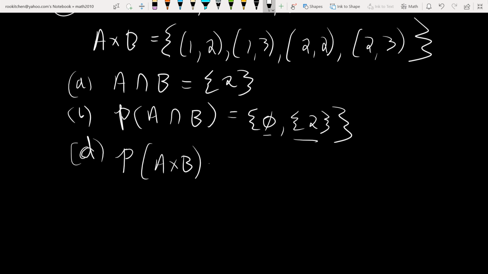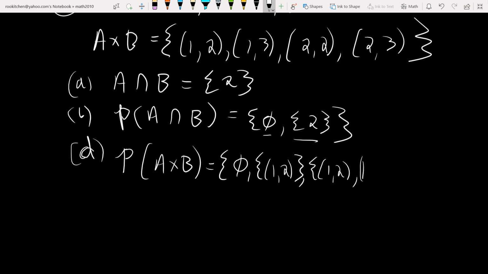The power set of A cross B is going to be the set of, so what was A cross B? That's above. So it's a set that contains the null set, a set that contains just (1, 2), and then the set that contains just (1, 2) and (1, 3). Oh my gosh, this is going to be ridiculous. Let's not. Well, I'll just give you a couple of them. I'm not going to go through all of them. I want to be a little bit more systematic. So all the sets that just contain one element, right?